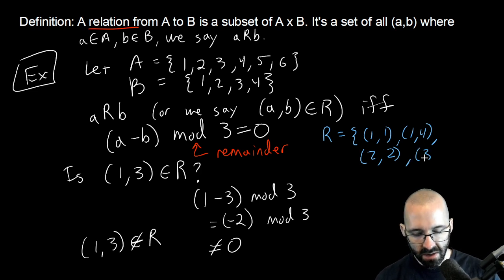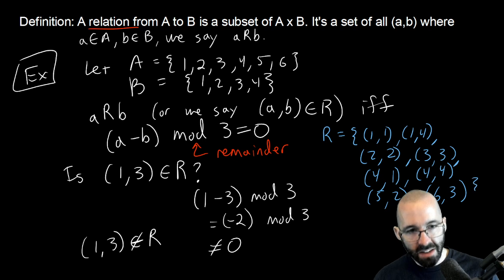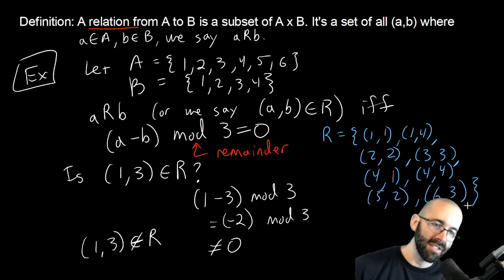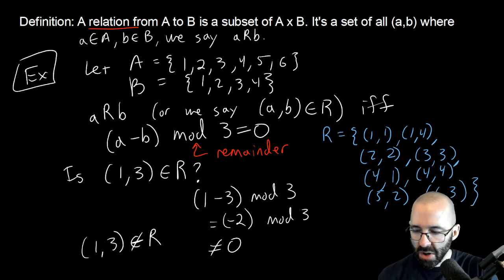So 3, oh dear, we might have a problem here. Yeah, 3 minus 3 is, but there are no other elements for 3. And then we can go on. It's going to be 4 and 1, 4 and 4. It's going to be 5 and 2. And that's it. And then 6 and 3. And that's it. And I believe I've got them all. If I don't, let me know. I'll give you an extra credit point or something. But yeah, that's pretty much it. That's a list of all the things that are related to each other with this definition. Let me know if you have any questions about that.